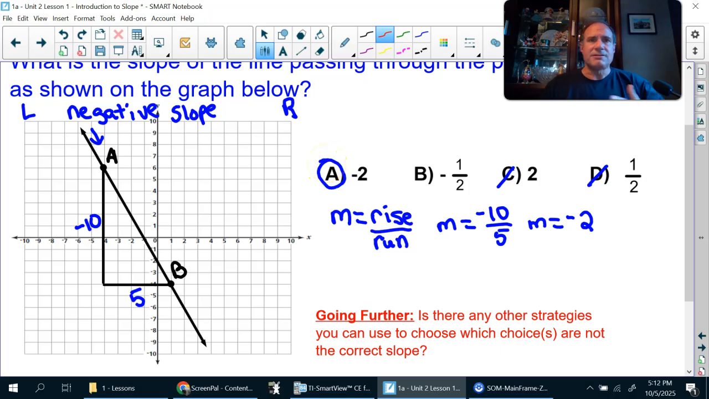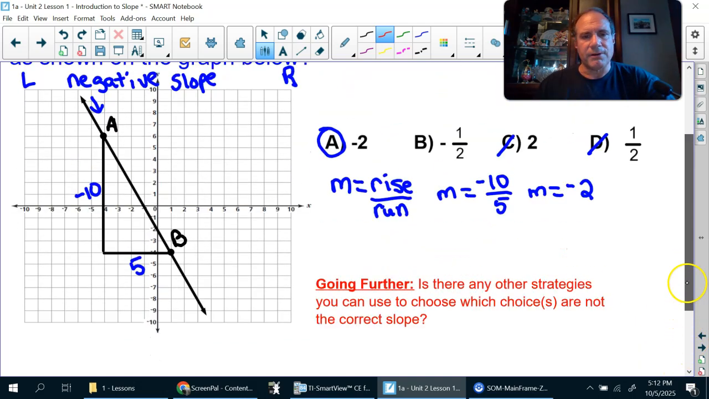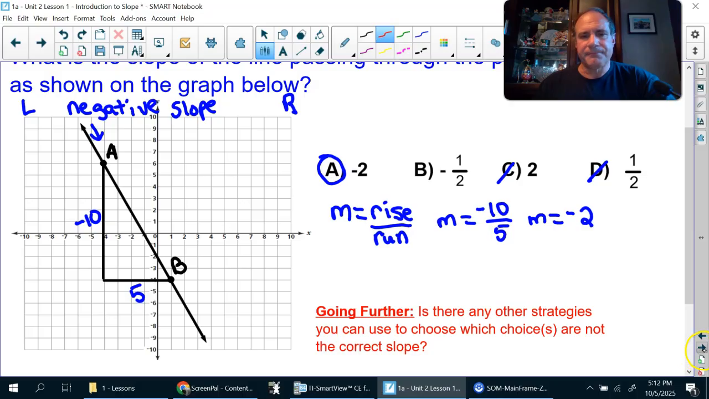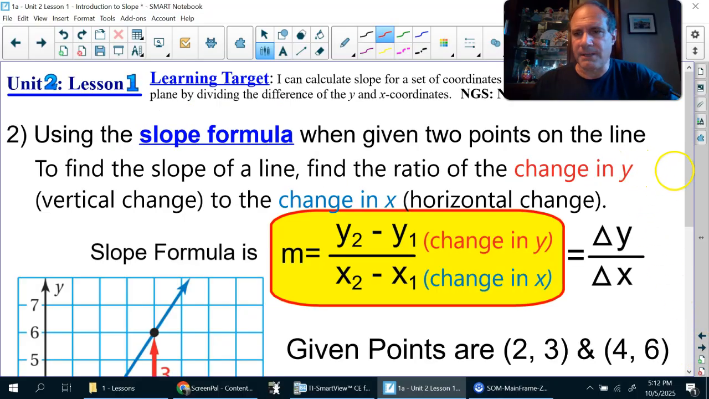And doesn't it make sense? Look at the line. It's steep, right? It's pretty steep, the decline. -2 makes sense. Negative a half would definitely not be as steep. So that's it. Don't worry about going further. We're going to turn the page.